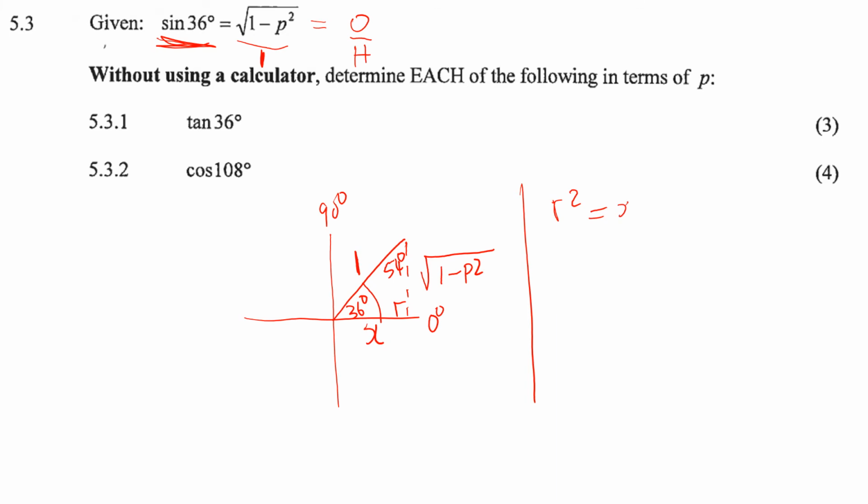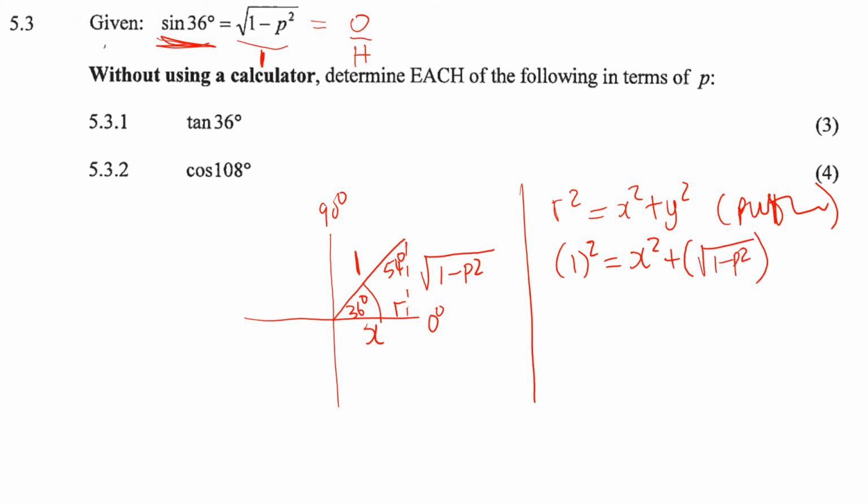Hypotenuse squared is equal to the sum of the other two sides squared. And this is what Pythagoras states, right? What is our hypotenuse? 1 squared is equal to, we are looking for x. Our y is root of 1 minus p squared, right? So it's going to be 1 is equal to x squared plus root of 1 minus p squared, squared. The root will cancel and we'll be left with 1 minus p squared.